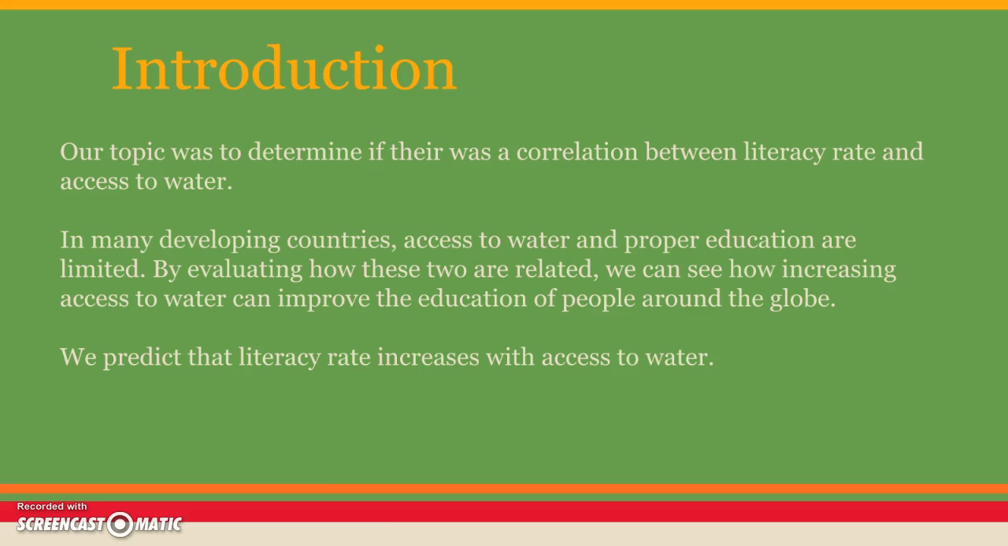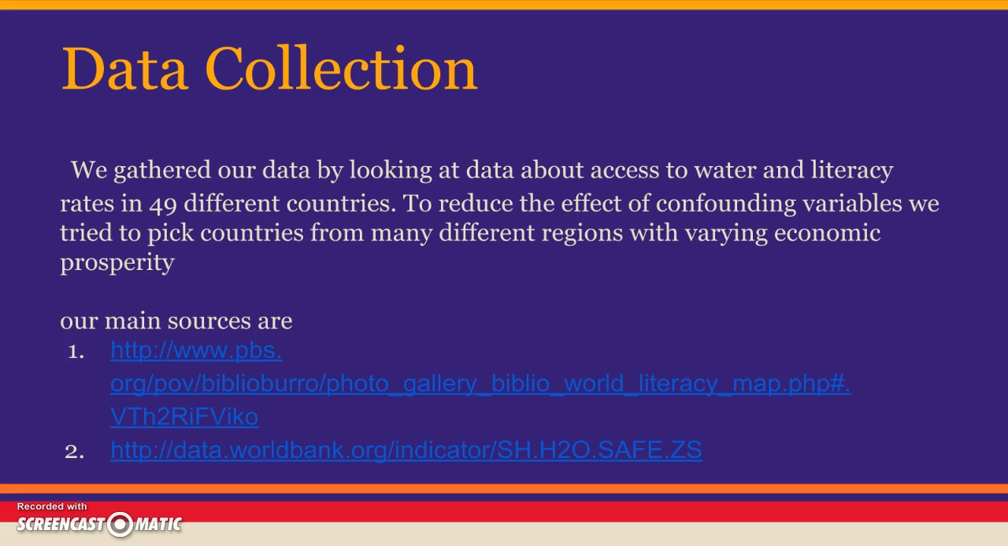So our project was to look at the relationship between literacy rate and access to water. The idea behind this was that in many developing countries, most of these things are limited. So by looking at how they are related, we can see how by increasing one, like access to water, we can also increase the education of people around the globe. And our prediction was obviously that as literacy rate increases, so will access to water.